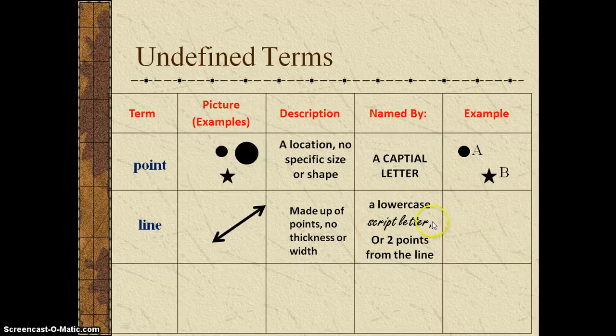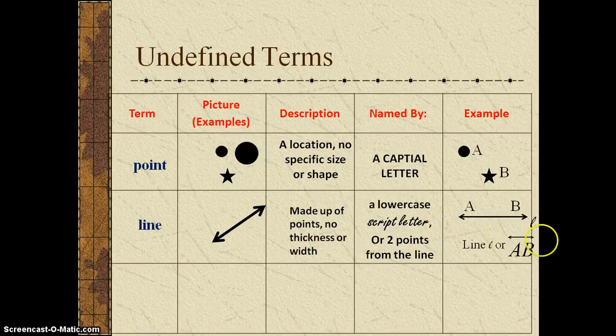We are going to name a line by a lowercase script letter, that's kind of like a cursive letter, or 2 points from the line. So here's an example. Notice that we have 2 points labeled on this line, and we also labeled it with a lowercase script letter, which is an L. So I would either call this line L or line AB by putting a capital A, a capital B with a line over the top. Make sure you include the arrows whenever it's a line.